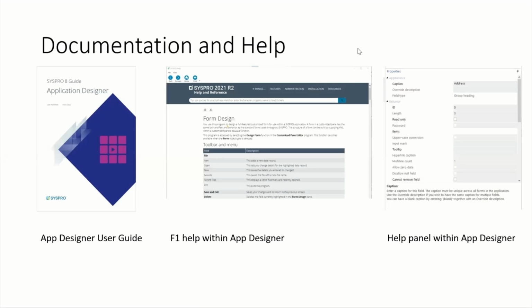There is extensive documentation and help provided with the application designer. An extensive user guide describes all the user controls, and the appendix includes snippets of VB script which you may find useful as you develop your own code. Pressing F1 anywhere in the app designer launches the standard Syspro context sensitive help, which is extremely useful. And there's also a help panel which you can control whether you display it or not at the bottom of the properties pane. As you click on each of the properties, you will get a description of what that property does.